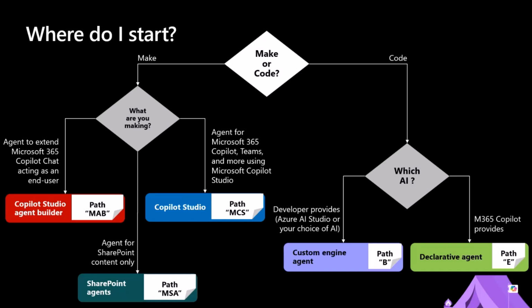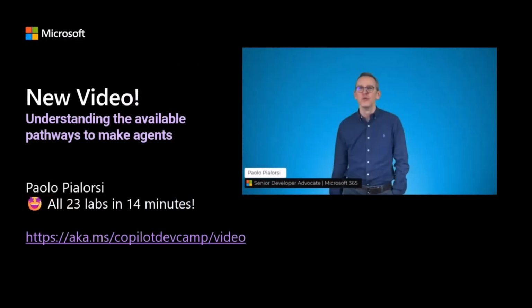If you are on the coder space and you want to actually write code, you can choose to extend Copilot with declarative agents, or you can choose to build your own custom engine agents where you can rely on any foundational model and orchestrator of your choice. Today, we are focusing our attention on the declarative agents, which is also called the path E in the Copilot Dev Camp.